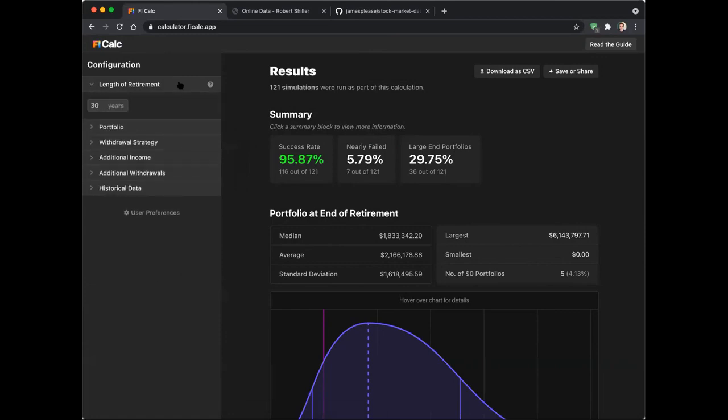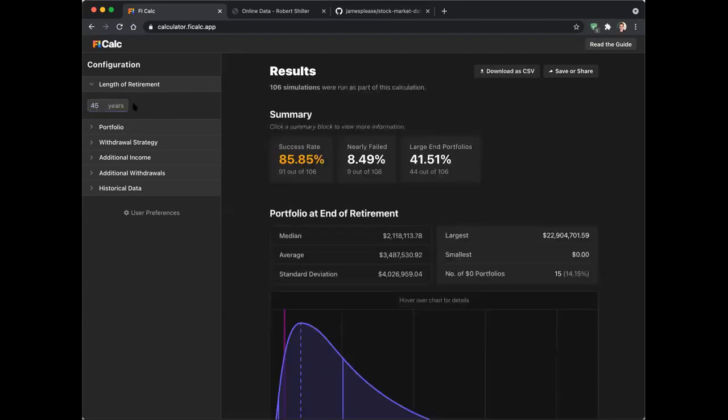There's no start age in FI Calc. It's all based on how long you think your retirement might last. So if you're 65 years old, well, maybe you might think that a 30-year retirement seems appropriate. So you might go for 30 years here. If you're 50 years old, maybe you might bump that up to 45 or something like that.